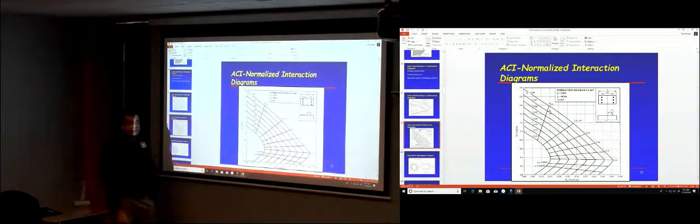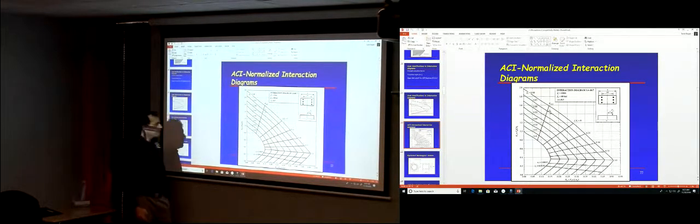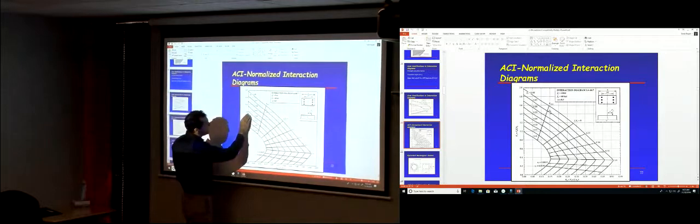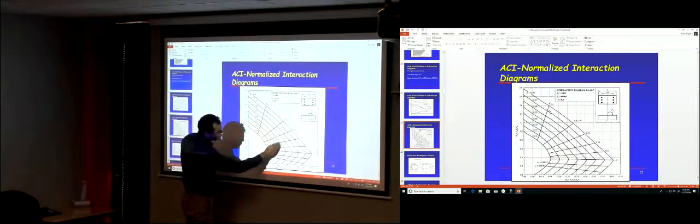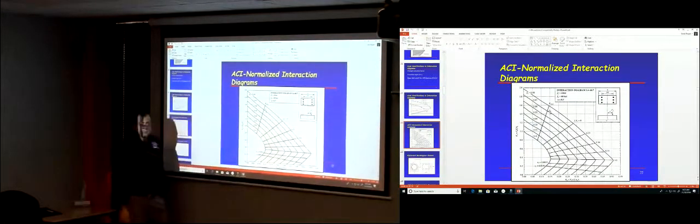What if you have rho equal to 3.5%? Where's the curve for that? Interpolate it. Just draw a curve in between the 3% and the 4%. Just draw a curve here. Okay? Interpolate it.